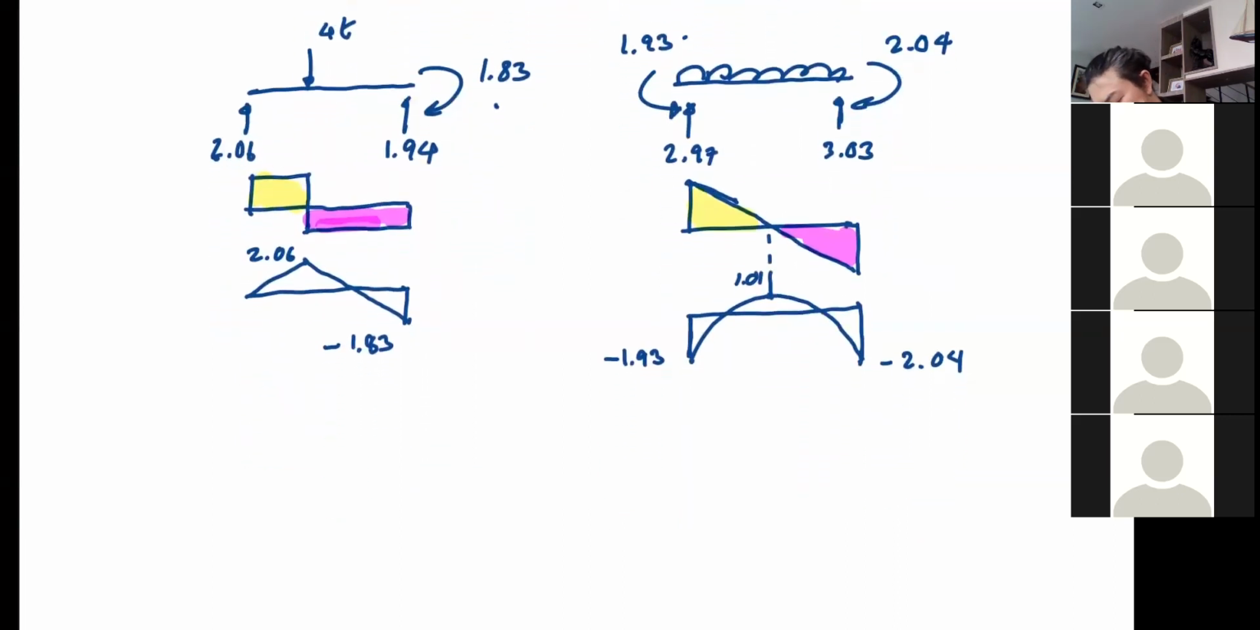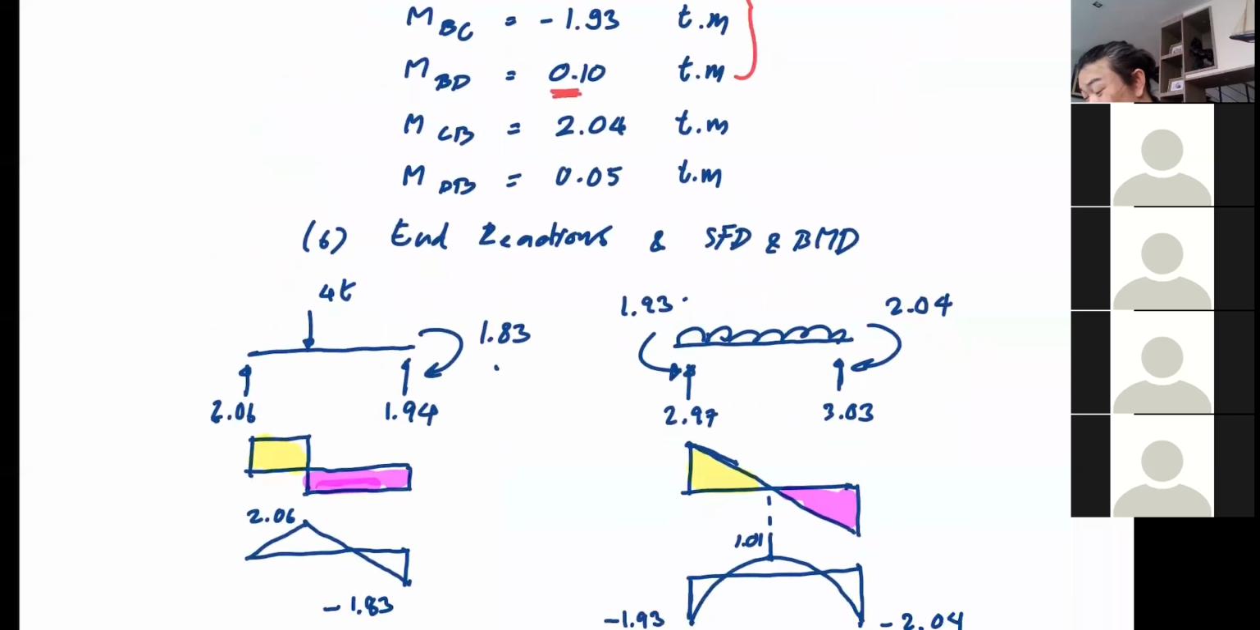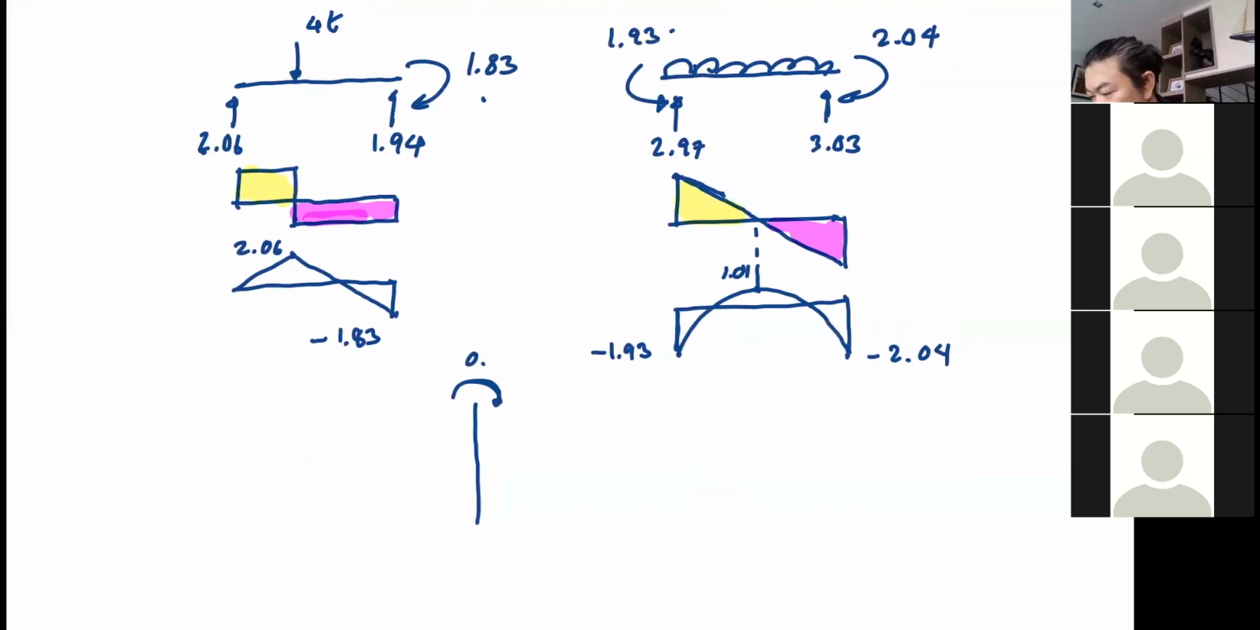Okay, minus 2.04. Okay, another, the column is nothing because it's just that one. So it depends on where you want to look. You have 0.01, which is positive, so it's clockwise, right? And point 0.1, right? Yep. And this is also positive, so it's 0.05. Really tiny amount of things, really.